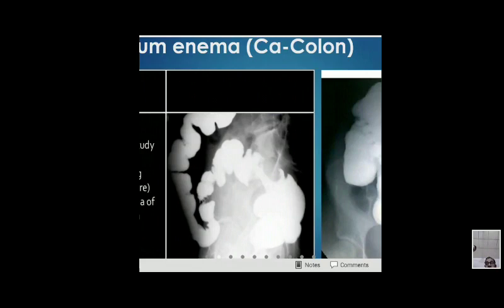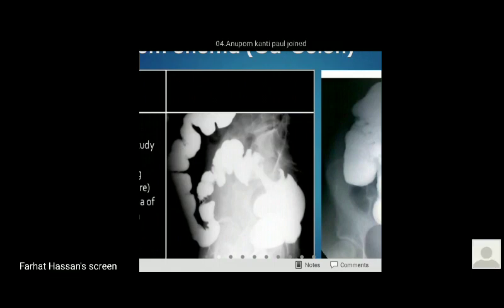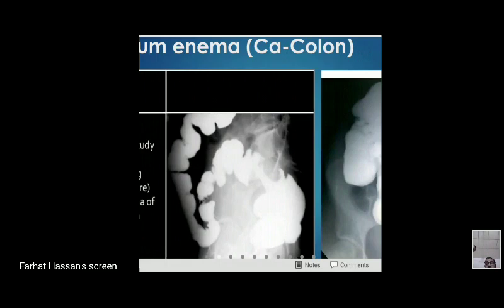Then some genetic syndromes, familial adenomatous polyposis coli, HNPCC. What do you mean by HNPCC? Hereditary non-polyposis colorectal cancer syndrome. Yes. And what is FAP? Familial adenomatous polyposis.